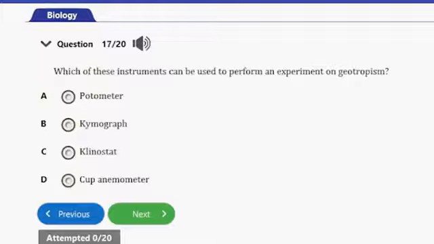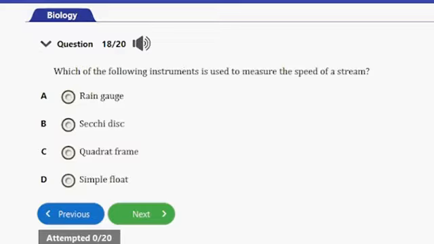Question number 17. It says, which of these instruments can be used to perform an experiment on geotropism? We have A, photometer. B, kymograph. C, clinostat. And D, cup anemometer. So guys, the answer to this question is option C here, clinostat. A clinostat is actually a device that uses rotation to negate the effect of gravitational pull on plant growth and development. So it's actually used to perform an experiment on geotropism, and that's option C here. So let's consider the next question.